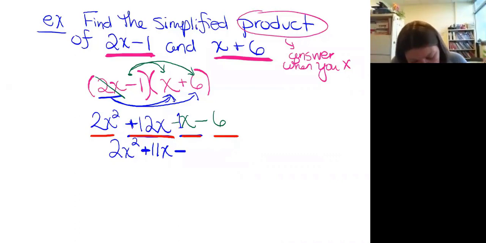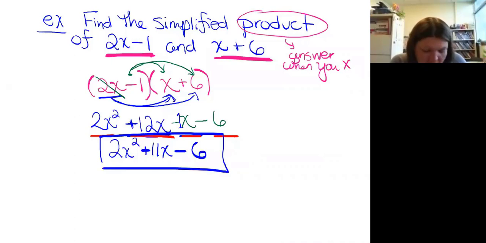And then there's nothing to combine with the negative 6, so it just drops. And this is my final answer. There's no more math that I can do here. This is as simplified as this is going to get. And so I am all done.